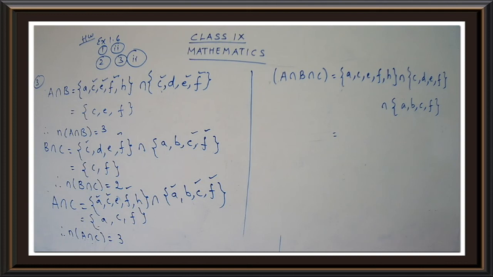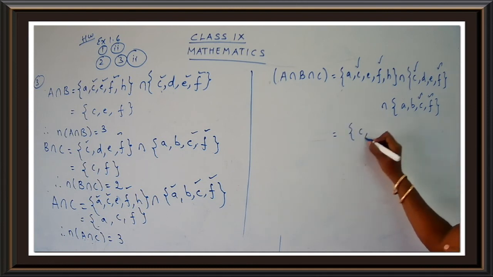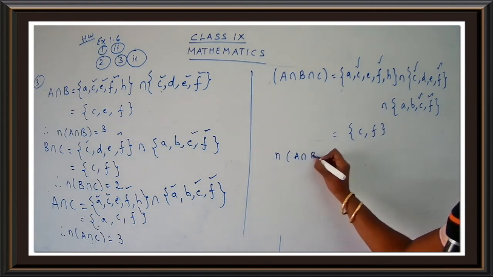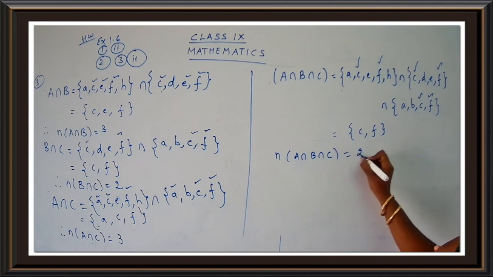What is common in all the 3? A? No. A is only present in A and C. C? Yes, C is there. E? No, we don't have E. E is present in A and B. F? Yes. So we have got 2 elements. What are the 2 elements? C, F. So n of A intersection B intersection C is equal to 2.